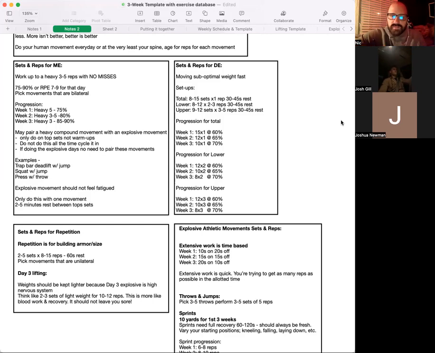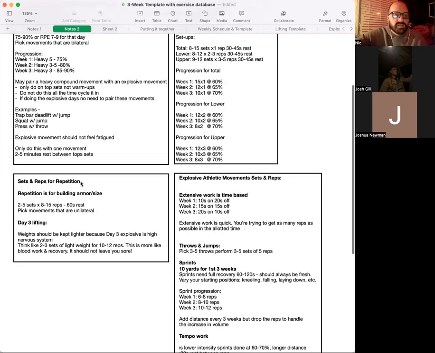We're moving suboptimal weight fast, and the intention is to train the nervous system to fire quicker, to hit some higher threshold motor units. The percentages that I list here are taken from some conjugate and Westside stuff, but they're not set in stone. That's what we have to remember with training: nothing's set in stone. There are certain principles we abide by, like specificity and overload, and we know that to train strength, we have to train at 75 to 90%. But you can play around with a lot of different things.